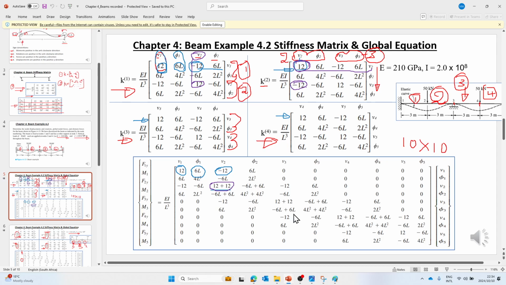I'm just going to explain how it works to see why I am saying that. It is between V3 and Phi3. Look, where is V3? V3 Phi3. It is 6L. You also have V3 here, phi 3, it is minus 6L. So these two add up. That's why you have minus 6L and 6L. They give 0. It is the same scenario here.